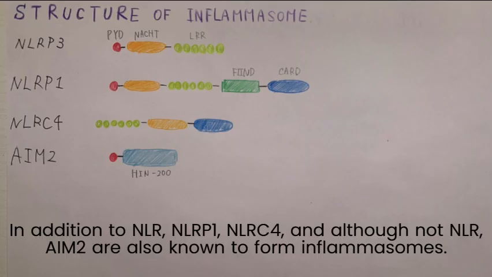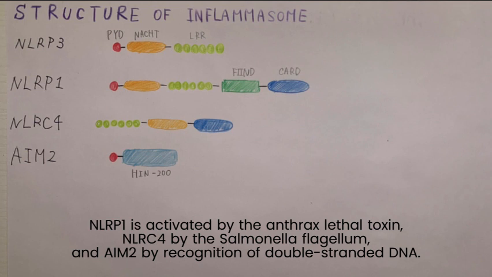In addition to NLR, NLRP1, NLRC4, and also, not an NLR, AIM2 are also known to form inflammasomes. NLRP1 is activated by the anthrax lethal toxin, NLRC4 by the Salmonella flagellum, and AIM2 by recognition of double-stranded DNA.